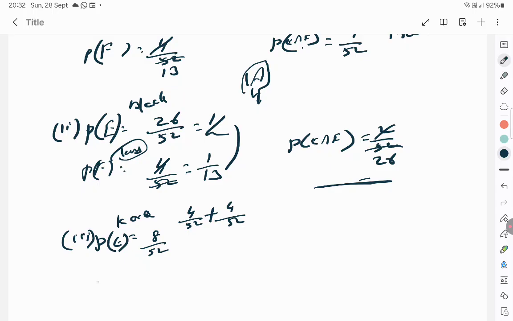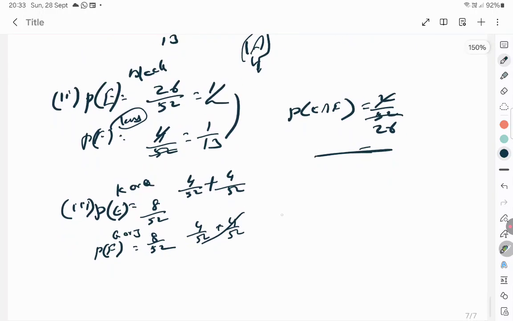Now P of F. What is P of F? It's queen or jack. How many queens or jacks are there? There are 4 queens, and 4 jacks also. Won't you get the same answer for this also? Which will also be 8 by 52, because queen is 4 by 52 plus jack is 4 by 52, so 8 by 52.